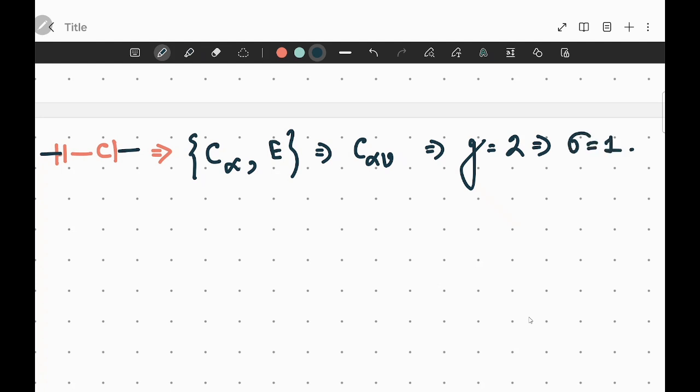Why is it C infinity v? Because there is no v, but we have written v here, right? Why? Because we have to identify the rotational axis, that's why I have written the v. This is the HCl molecule, so let me do this for H2. It will be clear.